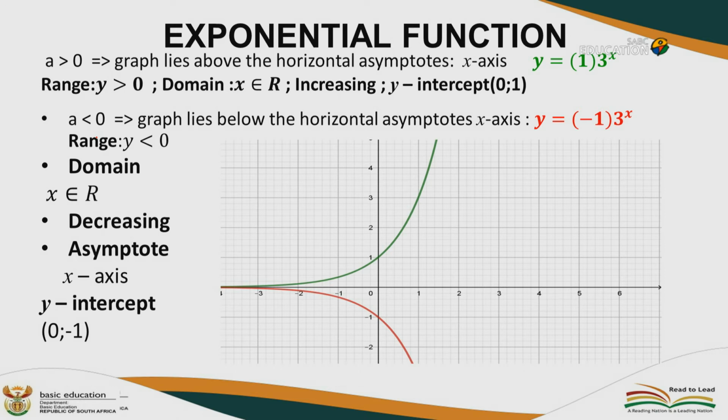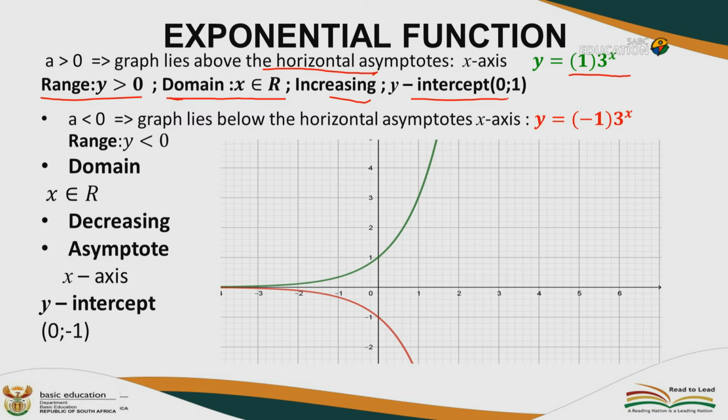Now, we can see that when a is greater than 1, what happens? It lies above the horizontal asymptote. What will be the range? Remember, the range is still y greater than 0. What will be our domain? x, an element of real numbers. It's still an increasing function because our b is greater than 1. The y-intercept is still at (0, 1).